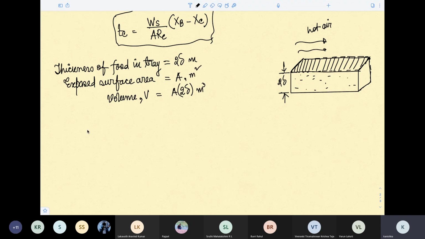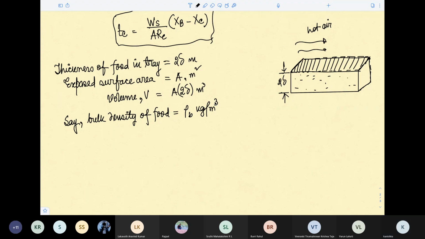Okay. Let's say bulk density of food equals rho B kg per meter cube. Now what is bulk density? So bulk density is, let's say you have a moist food. Let's say you have 100 kg of moist food. Now this is being loaded in a tray.